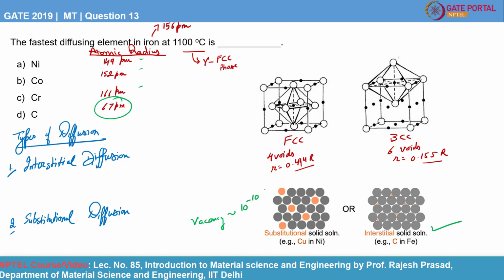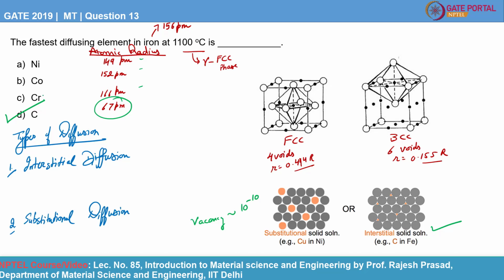And why is it faster? Because more vacant sites are available for carbon to diffuse. While the rest of the elements are larger in size, so they need a vacancy to diffuse from one location to another. For that reason, the fastest diffusing element is carbon, by virtue of its interstitial diffusion mechanism.